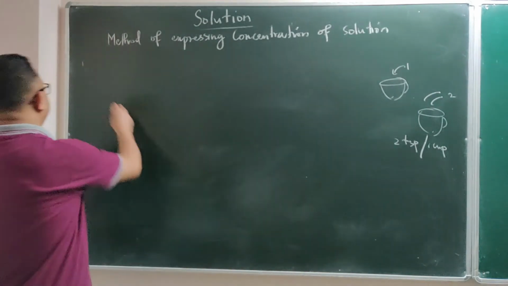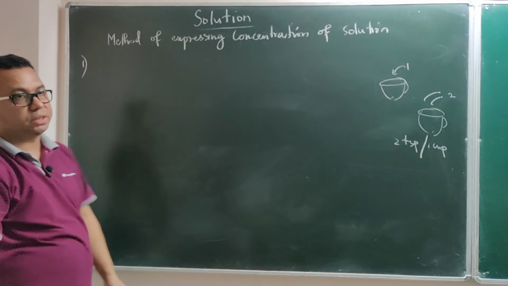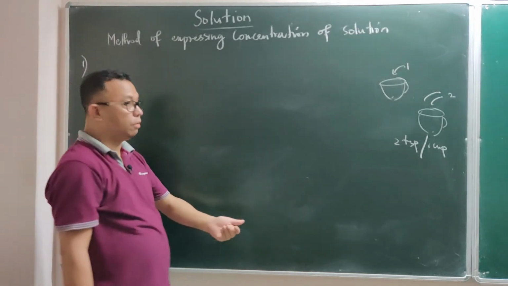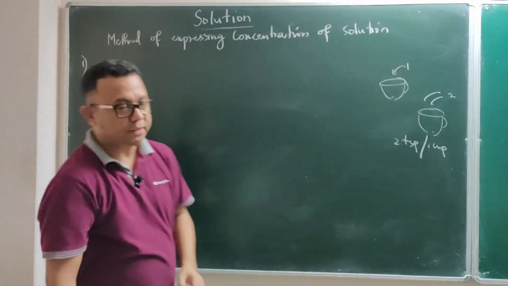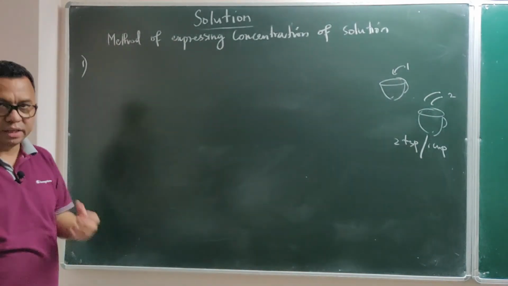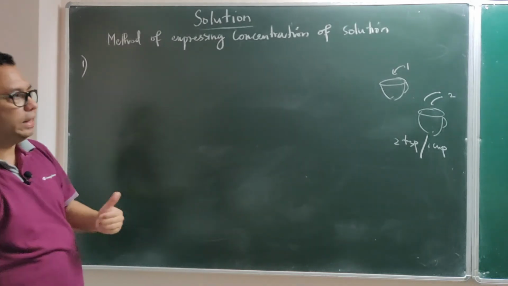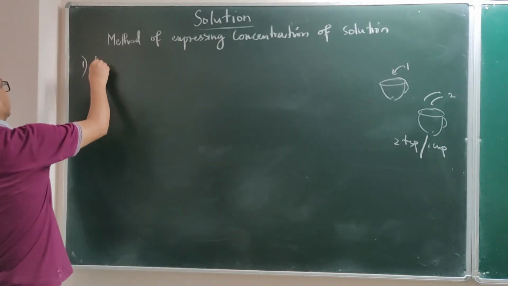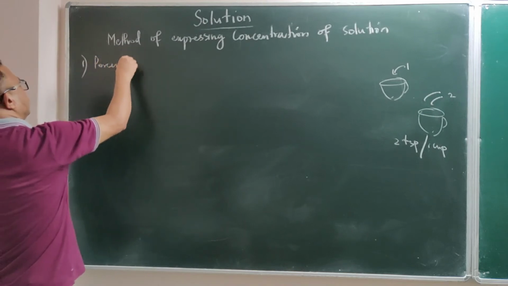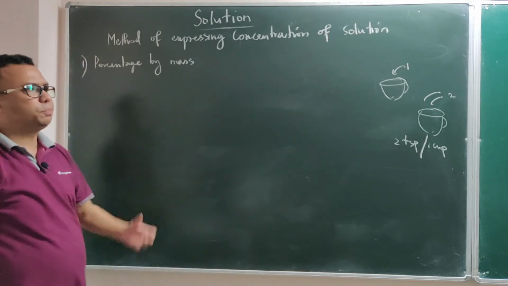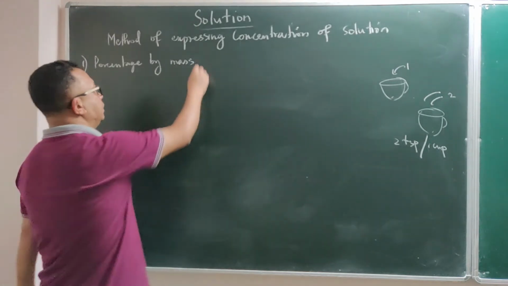Now the first and very common way in which a concentration can be expressed is in terms of percentage. But percentage itself is of 2 kinds. One is percentage weight or percentage mass, and the other one is percentage volume. So that's why I'll categorize this under 2 headings. So the first one is percentage by mass. Now this percentage by mass, what does it mean?